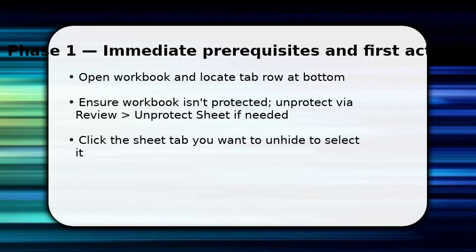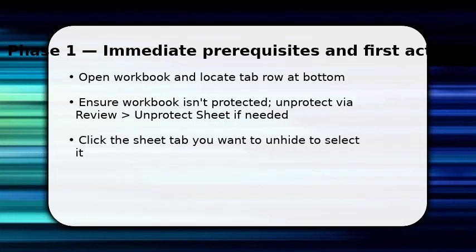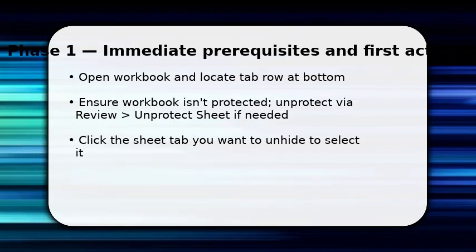You start by opening the workbook and selecting the tab row at the bottom. This is where hidden sheets live. Once done, make sure the workbook or sheet is not protected, because protection prevents unhiding. If protection exists, go to Review, choose Unprotect Sheet, and enter a password if prompted.